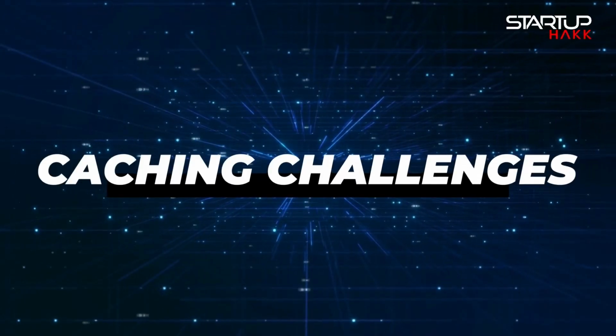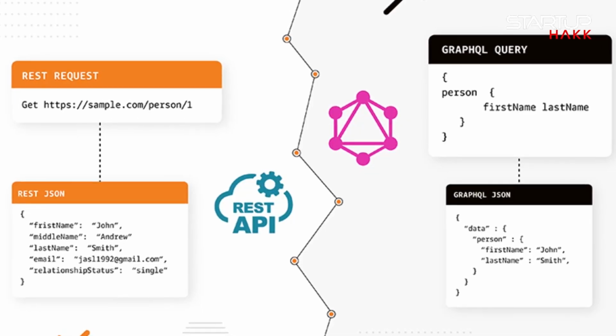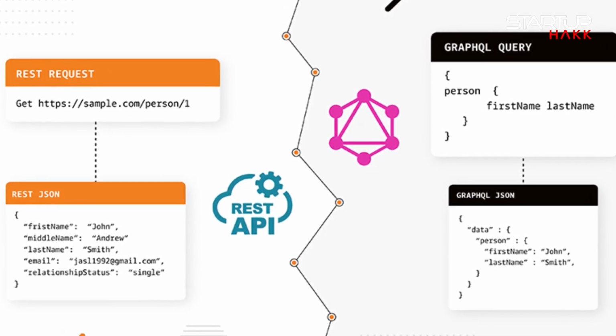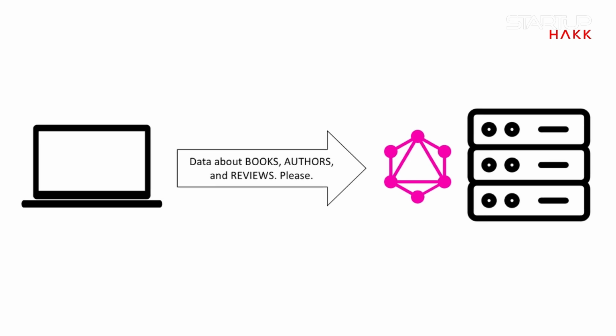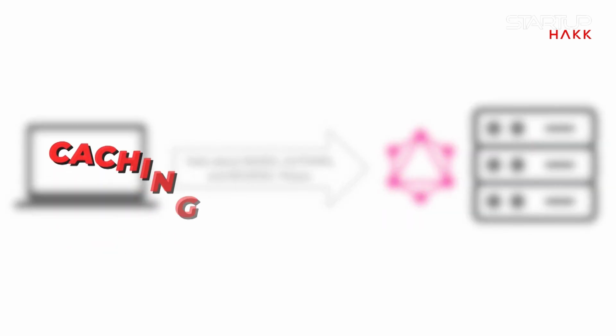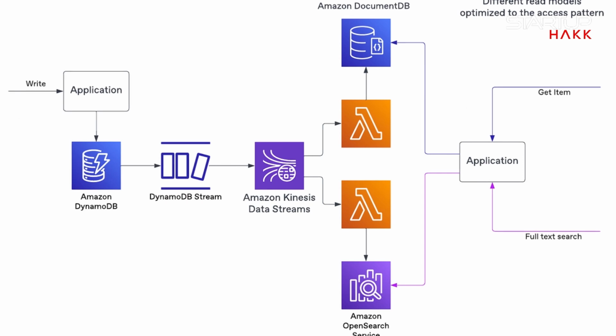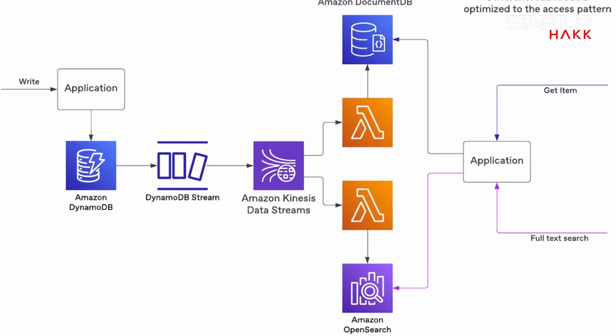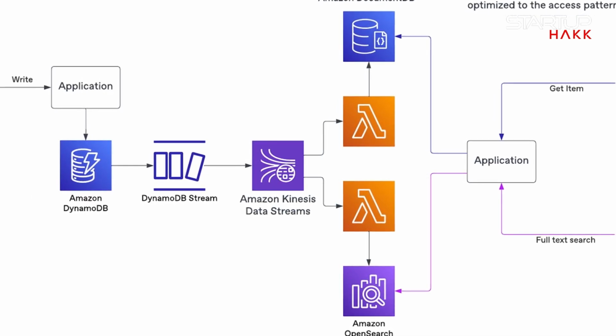Reason number 3 is caching challenges. Caching in GraphQL is not as straightforward as it is in RESTful APIs. Since GraphQL allows clients to specify exactly what data they need, caching responses become more complicated. Developers often have to implement custom caching strategies, which can be time-consuming and error-prone. This complexity can negate some of the efficiency gains promised by GraphQL, making it harder to maintain over time.